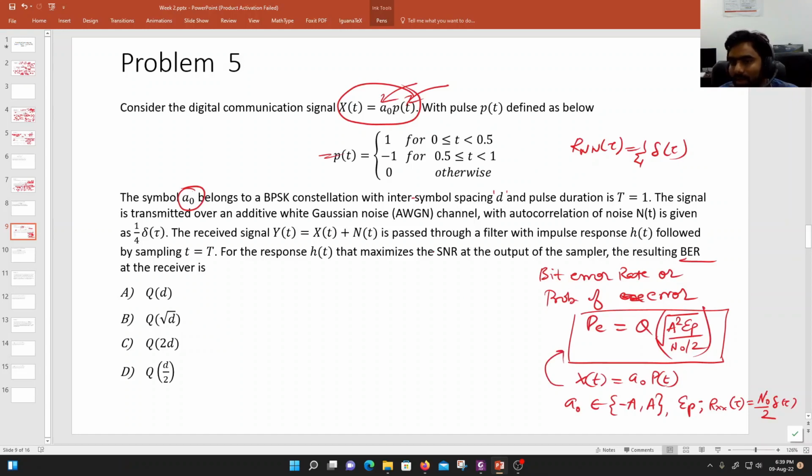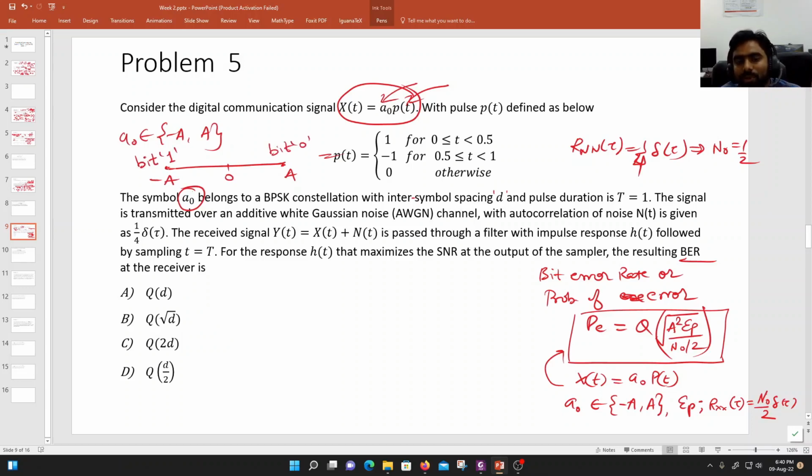So here Rx of tau is given as 1 by 4 del of t. So from here we can get N naught as half, and symbol A naught belongs to the BPSK constellation with intersymbol spacing small d. So A naught belongs to minus A to plus A, that is the two symbols. Let's say these are the two symbols, minus A to plus A, with 0 in between, and let's say minus A is for bit 1 and plus A is for bit 0.